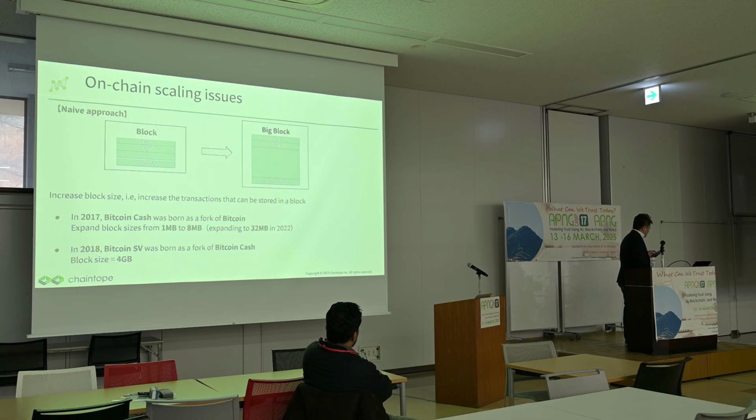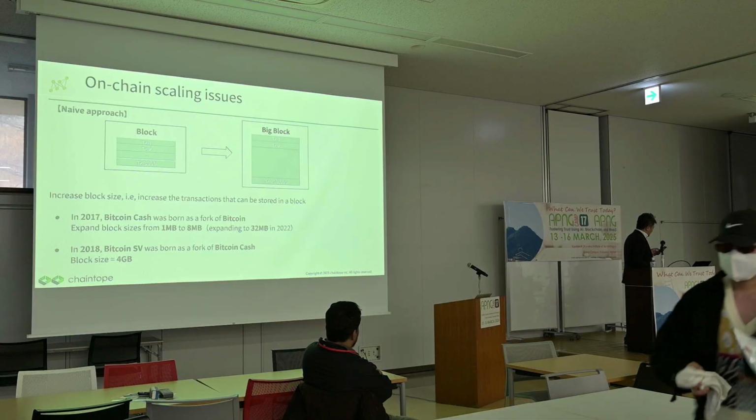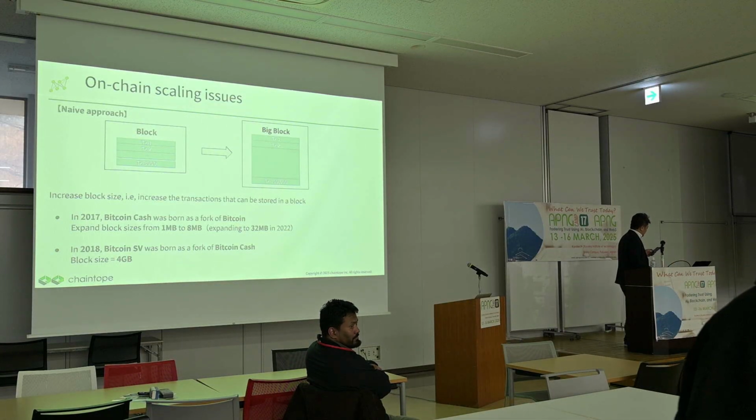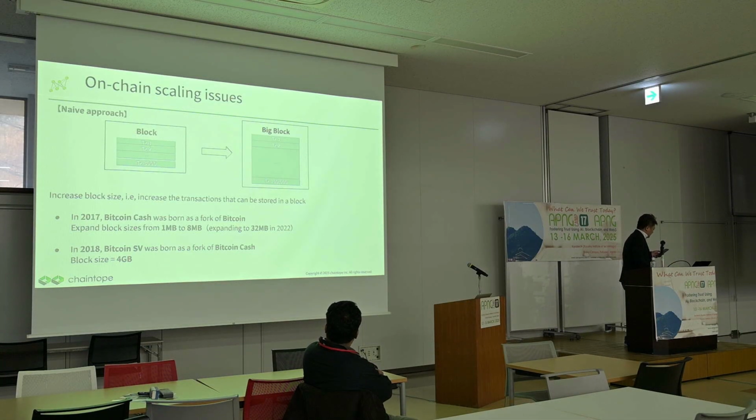In 2017, there was growing interest in solving this problem by increasing the block size. However, Bitcoin developers opposed this, and so the Bitcoin Cash chain was created to increase the block size. Its initial size was 8 megabytes, and then it expanded to 32 megabytes. And even more ambitious, Bitcoin SV was forked from Bitcoin Cash, with a block size of 4 gigabytes.